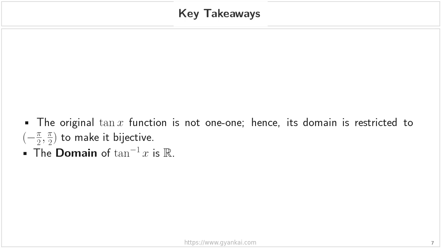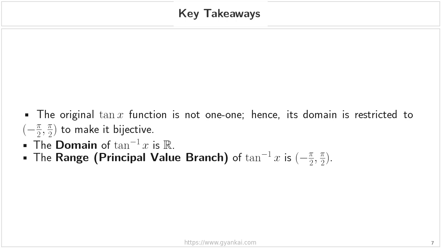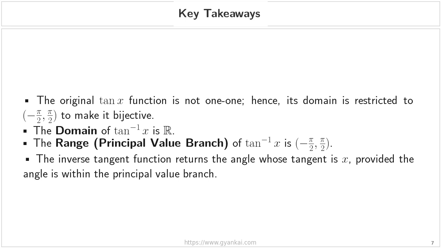Next, let's look at the properties of the inverse function. The domain of the inverse tangent of x is the set of all real numbers. This means that regardless of the value you provide as an input, the inverse tangent function will be defined. However, the range, which we refer to as the principal value branch, is limited to the open interval from -π/2 to π/2. It is important to remember that the output will always fall within this specific window. In simple terms, the inverse tangent function is a tool that returns the specific angle whose tangent is equal to x, provided that the resulting angle stays within that principal value branch we just mentioned.